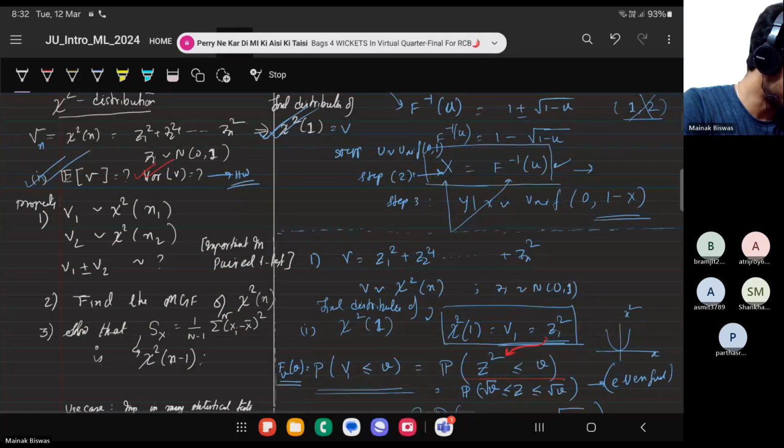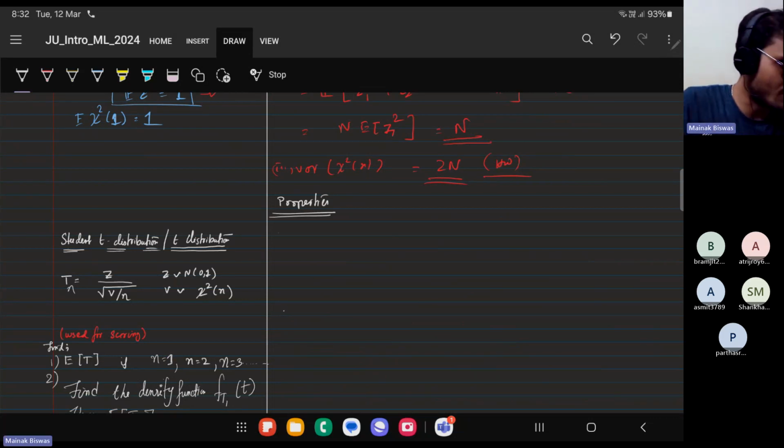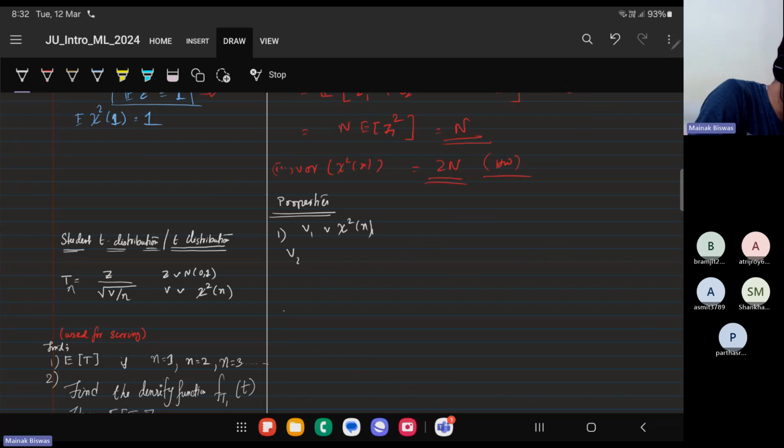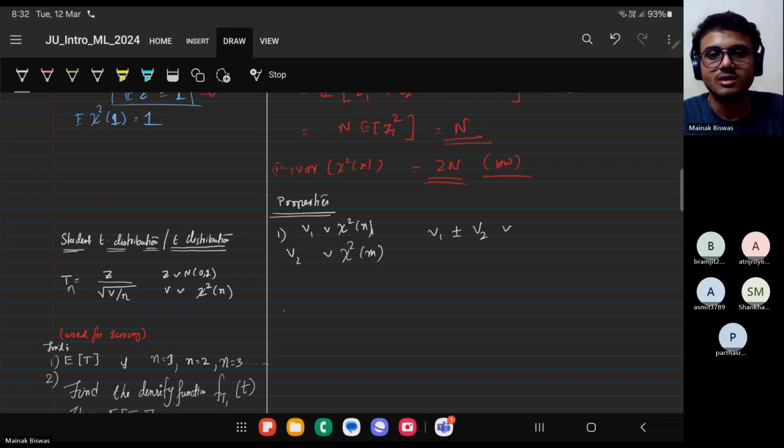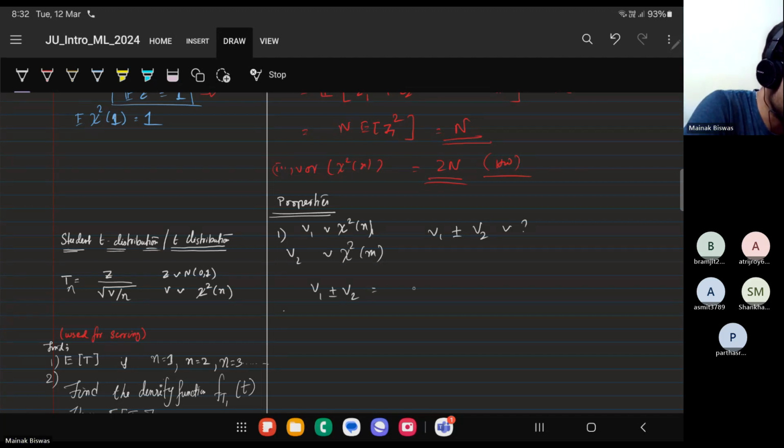Okay, let's see. So V1 is chi-square n. So this is property one. We're discussing some properties of the chi-square. The first property is V1 is distributed as chi-square n, and V2 is distributed as, say, chi-square m. What is V1 plus or minus V2 distributed as?